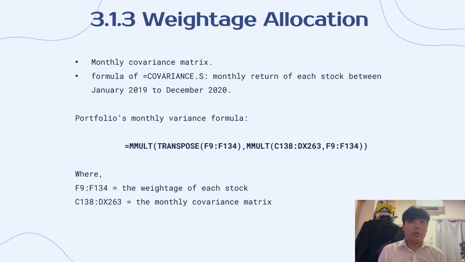Next up, for the weightage allocation, to obtain the weightage, we need the monthly covariance matrix. To get the figures of the monthly covariance matrix, we input the formula as shown in the slides to the monthly return of each stock between January 2019 to December 2020. Next, we obtain the portfolio's monthly variance using the formula as shown in the slides.